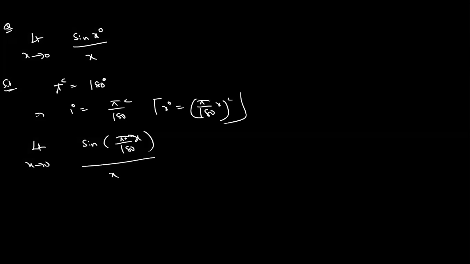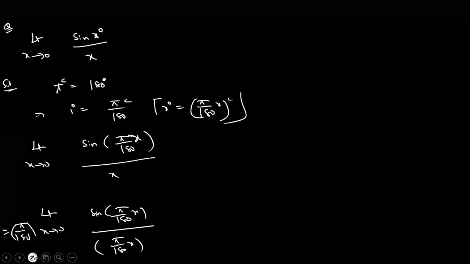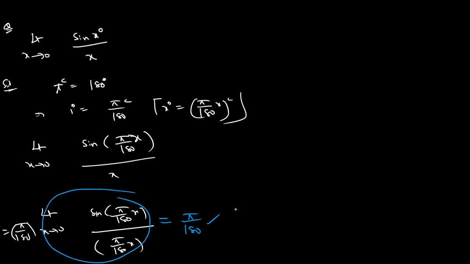So here the coefficient of x is pi by 180. That means multiply and divide with pi by 180: sine of (pi by 180 x) by (pi by 180 x) into pi by 180. Multiply and divide with pi by 180. So this value is how much? 1. So the answer is how much? Pi by 180.